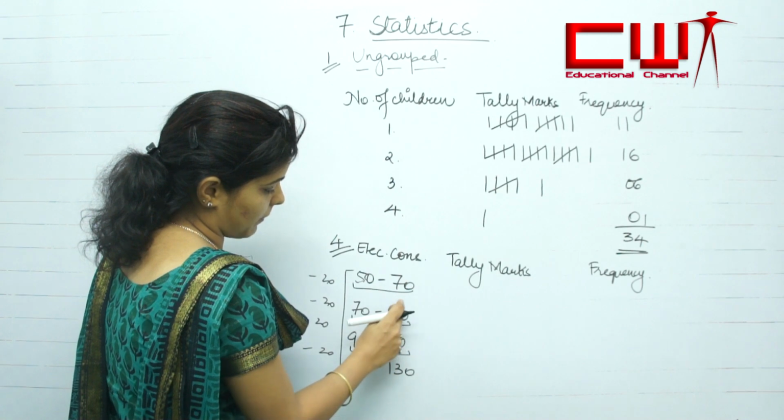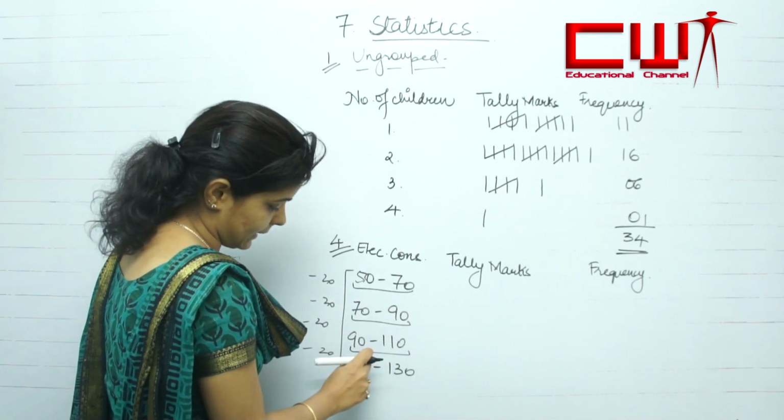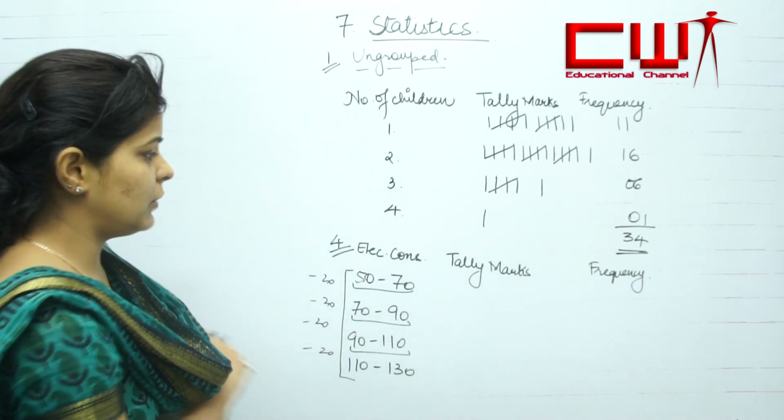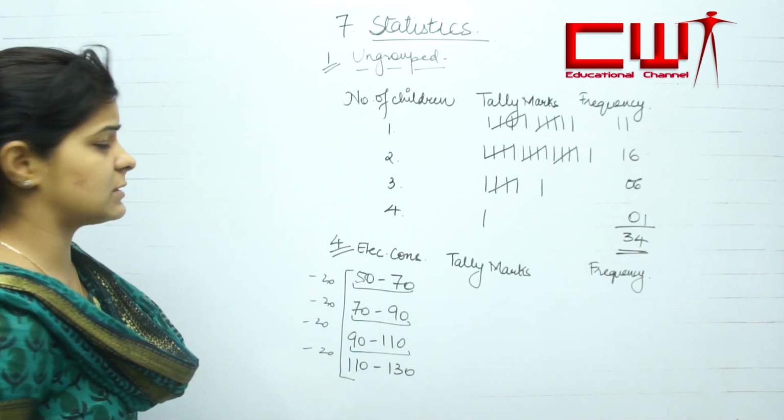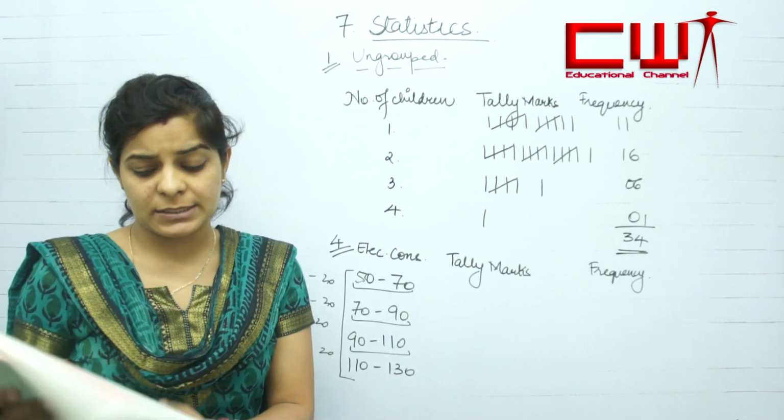Don't take it when it is an upper interval. If you have 110, don't take it here. Take it in the next interval. Now see, you have been given tally marks and frequency. This is the exclusive series given to you.